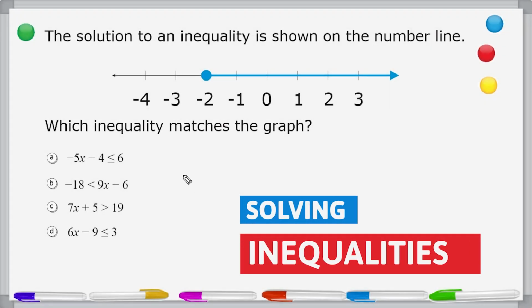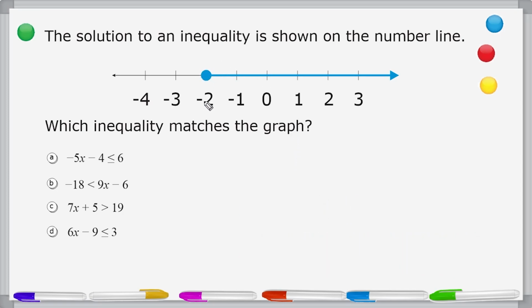All right, we have to determine which of these four inequalities is represented by this graph shown right here. Now, we can see that we have a point right at -2, and the graph is showing all the values to the right of -2, which means greater than -2. So we are looking for all x values that are greater than -2 or equal to -2.